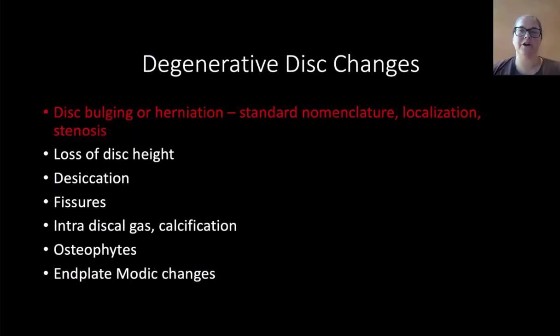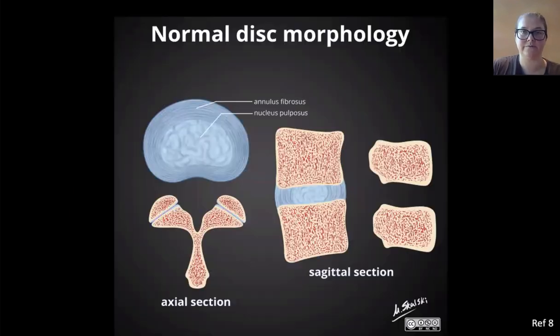All right, so when we talk about disc degenerative change, we're going to discuss disc bulges versus herniation, the nomenclature, the localization, and grading of stenosis. But there are obviously other findings that you see in degenerative change: loss of disc height, disc desiccation, annular fissures, intradiscal gas, calcification, end plate osteophytes, and Modic change. We're all going to touch on that as well.